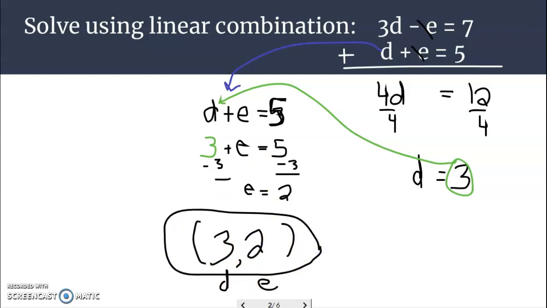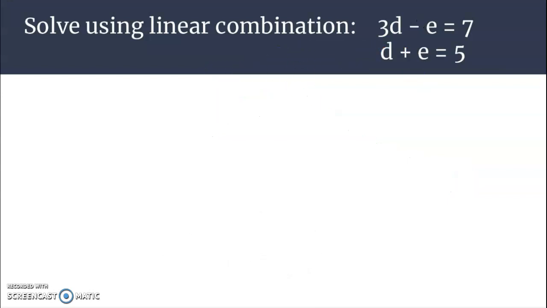You could of course check yourself graphing these on Desmos using X's and Y's instead of D's and E's, but this is how to do it using linear combinations. Let's look at it again here. We have another set of equations. We have 2x plus y equals 15, x minus y equals 3.